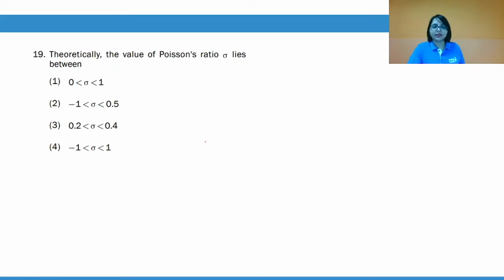Next is, theoretically, the value of Poisson's ratio sigma lies between. So this is again an information based question, and theoretically the value of Poisson's ratio lies between -1 to 0.5. So the correct answer is option 2.